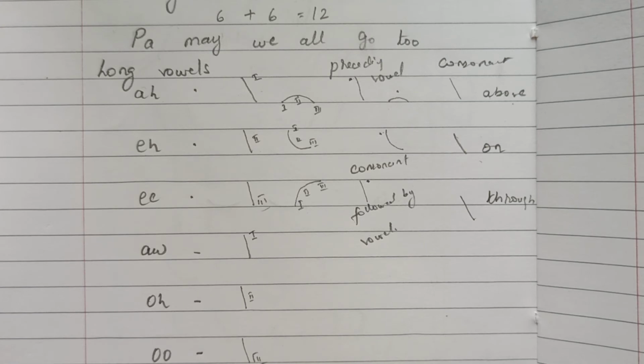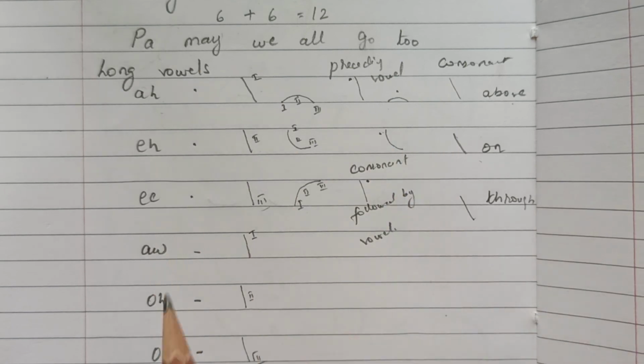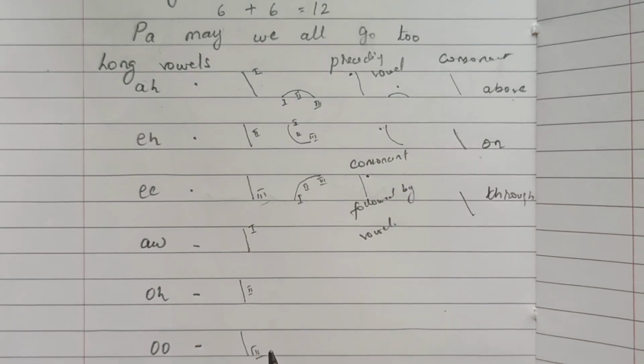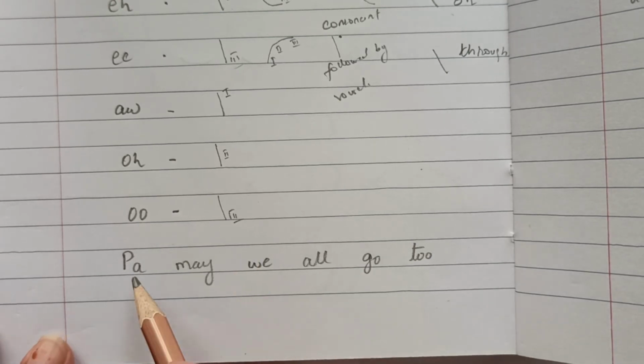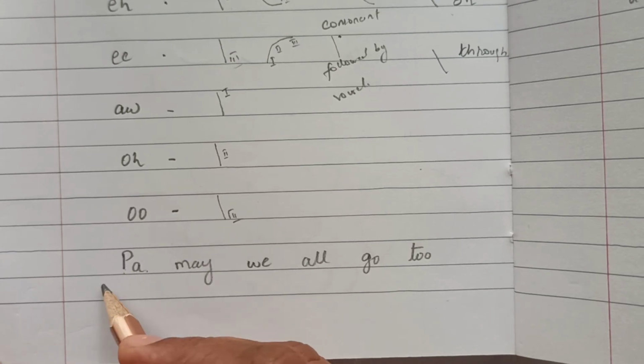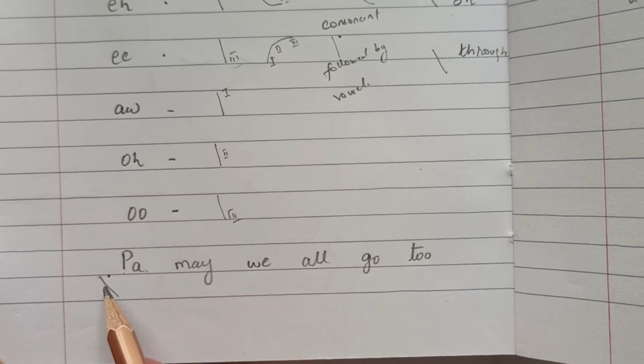As we place the vowels in the phrase pa, may, we all go to for long vowels, it will be easy to understand to write both the consonant as well as the vowels. Now we shall go for the sentence. Pa. So P consonant followed by a vowel. So P, the first place, so I am taking it above the line. Light vowel, dark dot above the line. So P, A, pa.